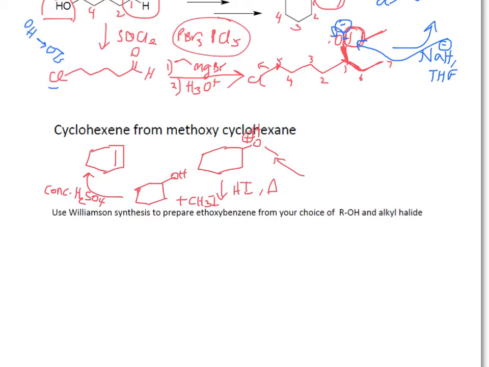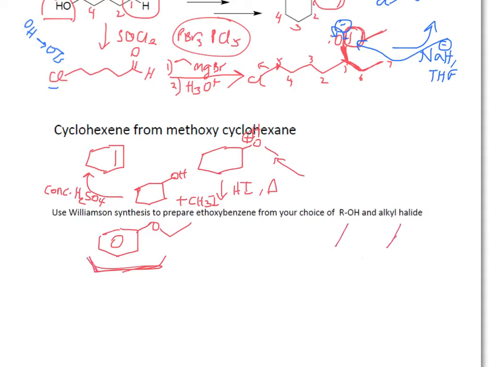The next question is using Williamson synthesis, prepare ethoxybenzene. So ethoxybenzene is this right here. Recall methoxybenzene is anisole. So that's methoxy, this is ethoxy. We have to work with ethoxy in this particular one, so I'm going to erase this anisole guy. But you have to prepare that from your choice of alcohol and alkyl halide.